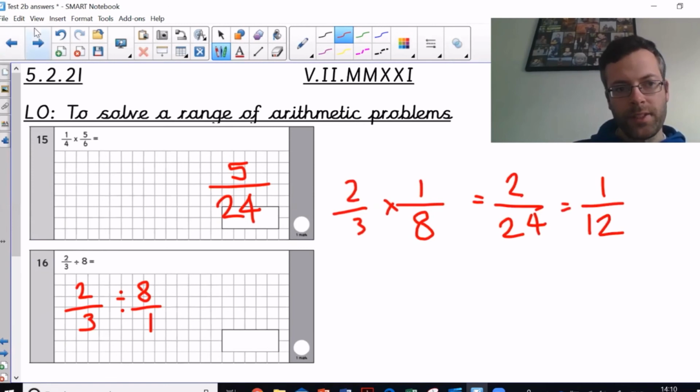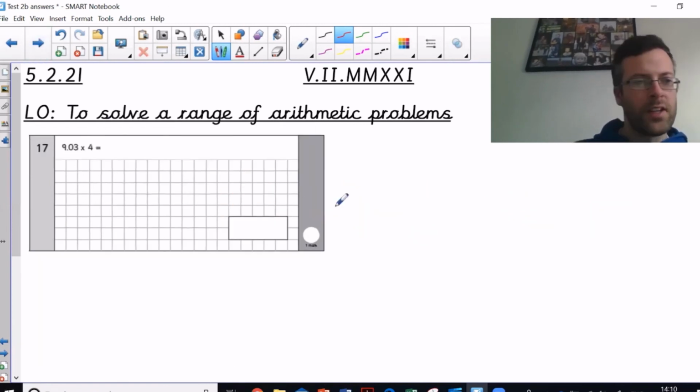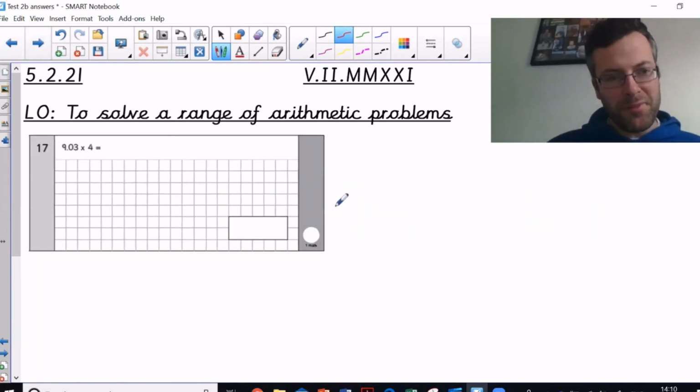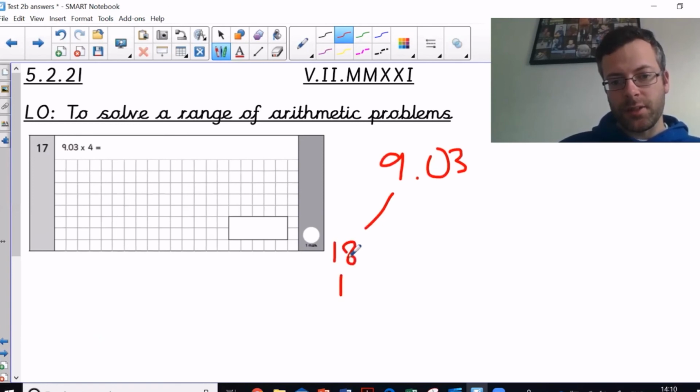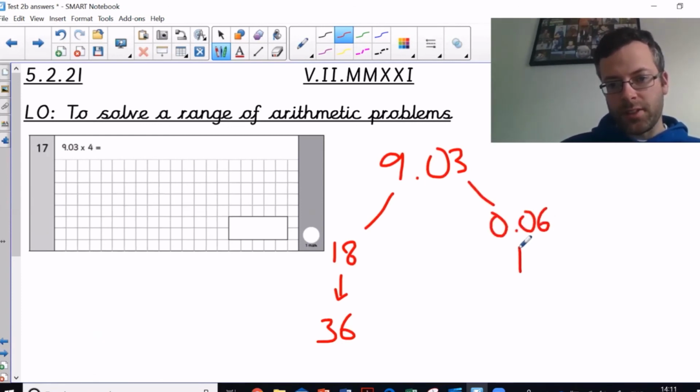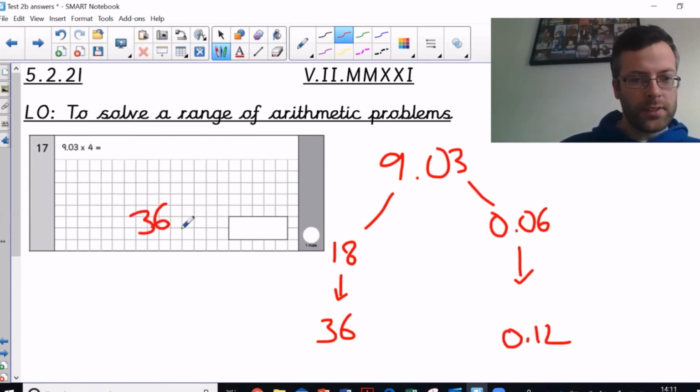Is that all of them? No, I've got one more. Oh, 9.03 times 4. I'm not going to make it. So times it by 4, what I like to do is double and double again. So I'm going to double that to get to 18, and then I'm going to double it again to get to 36. This one, I'm going to double it to get to 0.06. Then I'm going to double it again to get to 0.12. Put them together, 36.12. And that's the end.